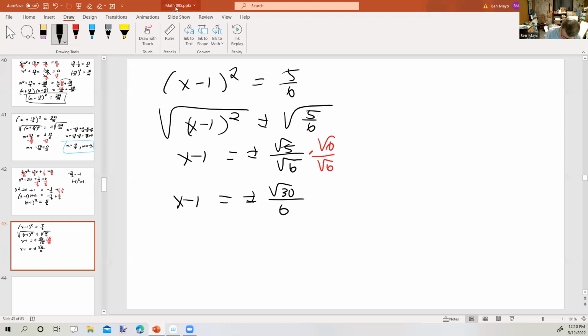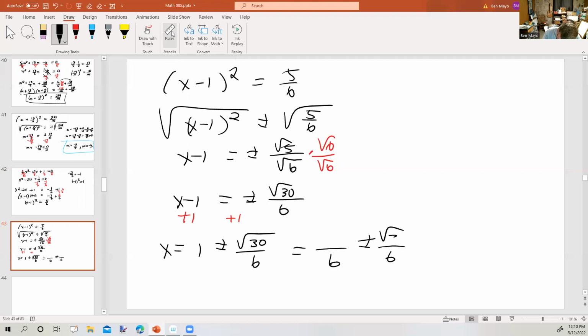Okay. Then I'm going to add 1 to both sides. So I've got x equals 1 plus or minus the square root of 30 all over 6. Now, you can leave your answer like that, or sometimes they like to write it as a single fraction. So you say, well, the common denominator is 6. So I'm going to take the 1 and write it as 6/6. So then I've got 6 plus or minus the square root of 30 all over 6.